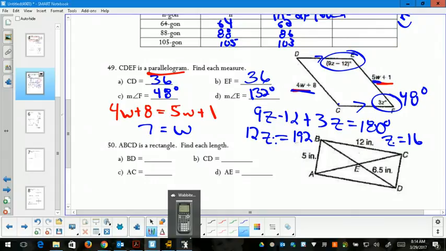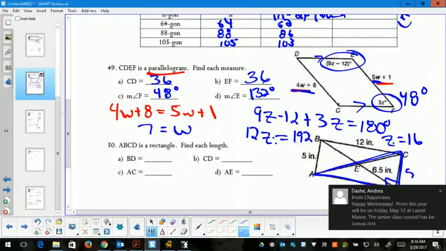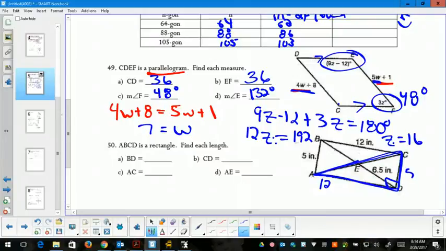Rectangles. Opposite sides are congruent also. This is what shape right here? What type of triangle? That's right, it is a right triangle with a side length of 5 and a side length of 12. So given that, could I find this length? What would I use? If they didn't give me any parts of the diagonal, could I find this?